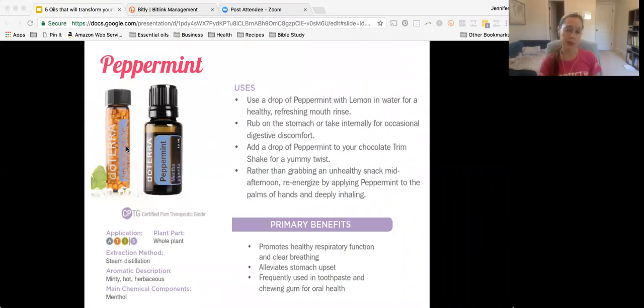It's also very cooling. So especially in the hot summer months, putting peppermint on the bottom of your feet, maybe the back of your neck, can really help cool you down. So again, lots of ways you can use peppermint. There's so many benefits in this little bottle right here for a variety of health concerns.